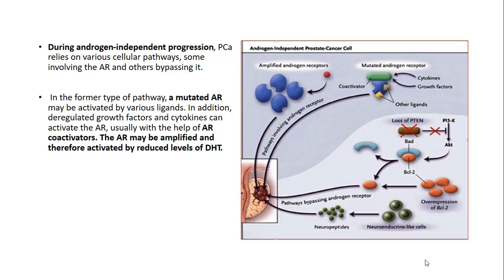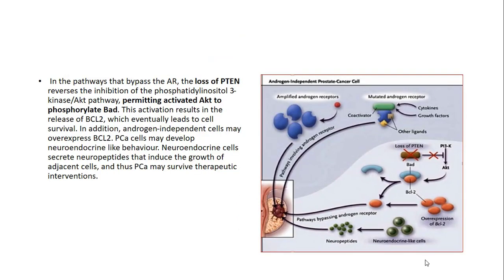In the former type of pathway, a mutated androgen receptor may be activated by various agents. In addition, deregulated growth factors and cytokines can activate the androgen receptor, usually with the help of androgen co-activators. The androgen receptor may be amplified and therefore activated by reduced levels of dihydrotestosterone.